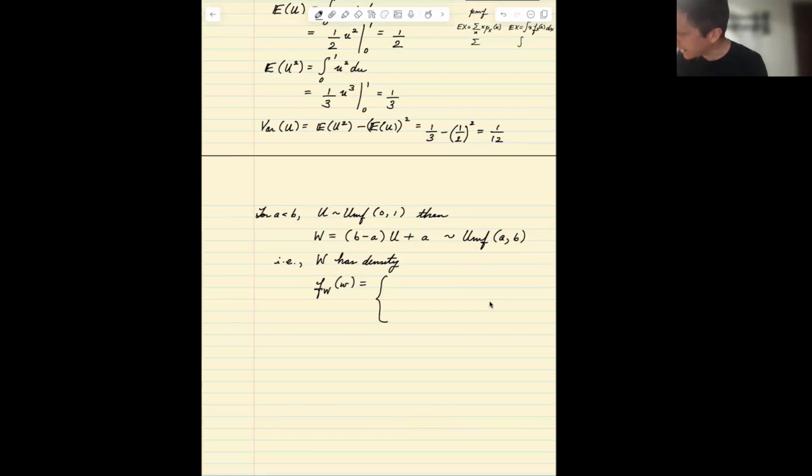So let's write this out. What does that mean it has to look like? It means that if this is the real line, this is A and this is B, then the way that this has to look is it's 0 outside of A and B, and it's then some constant value between A and B. Well, what is that constant value? Can it just be anything, or does it have to be something specific?